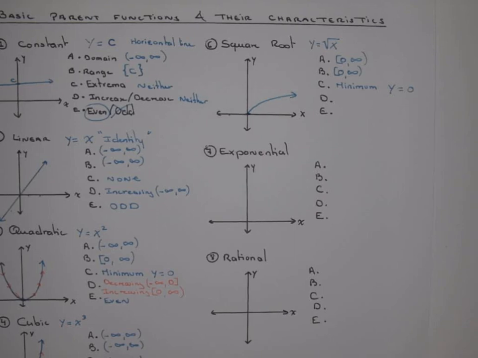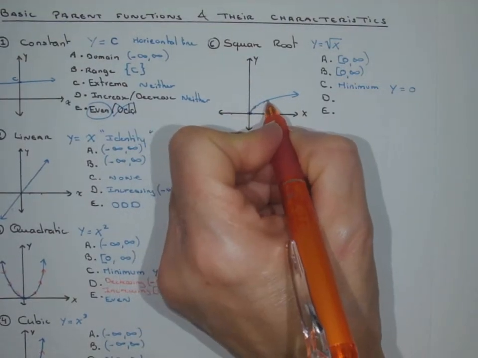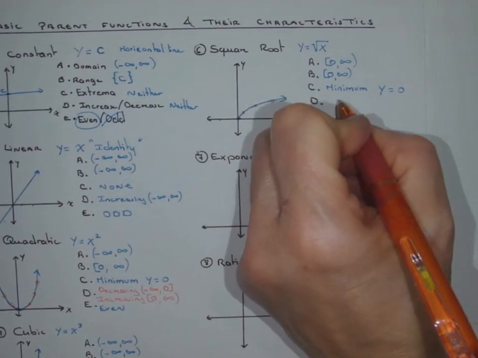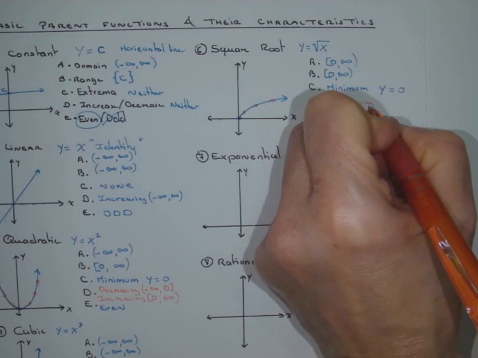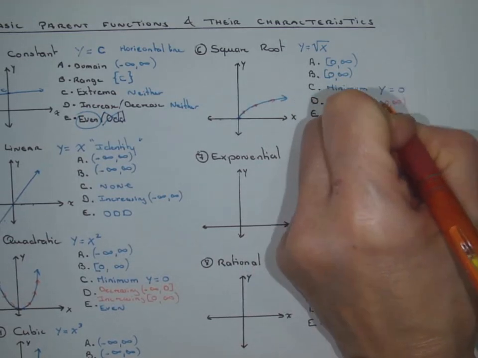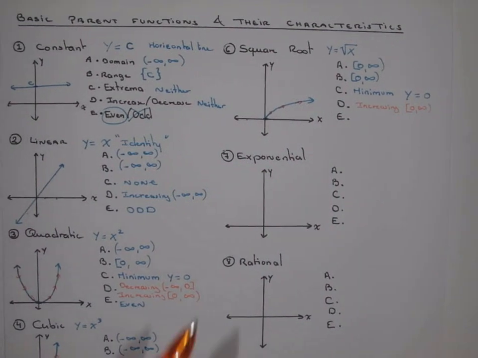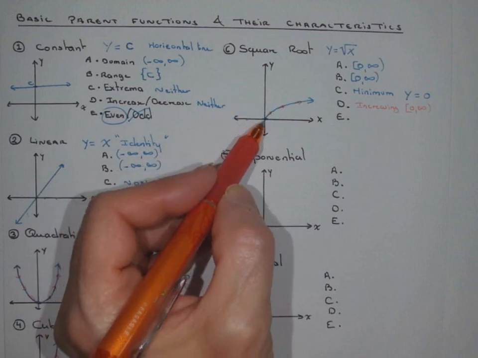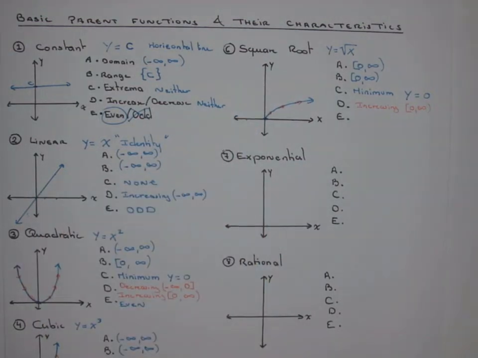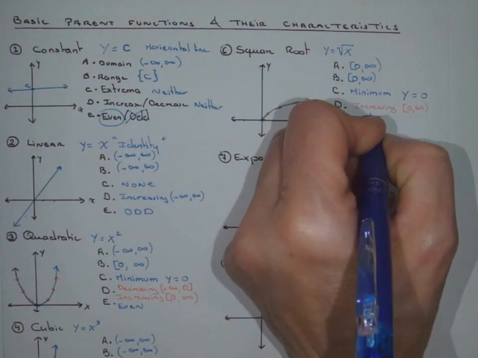Is this function increasing, decreasing, or neither? Well, this function, if I start from the left, is definitely going to go up, up, up, up, right? So it's increasing everywhere on its domain, which is from 0 to infinity. And then E, is that an even or an odd function? Well, there is no symmetry because we are not going to go on the other side of the y-axis. We don't have any negative x's, so there is no symmetry there. So we're going to say none, or neither odd nor even.